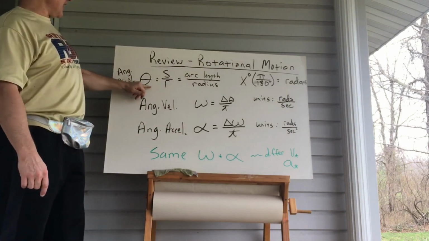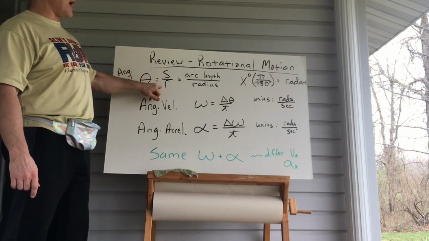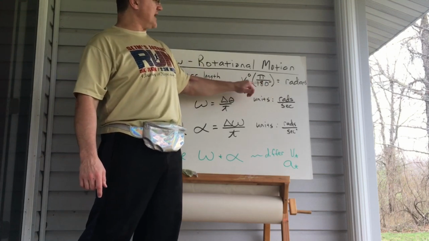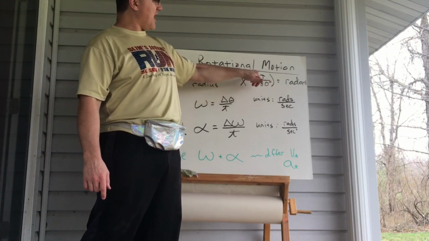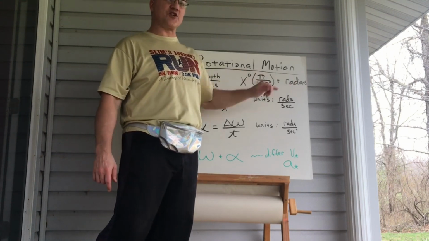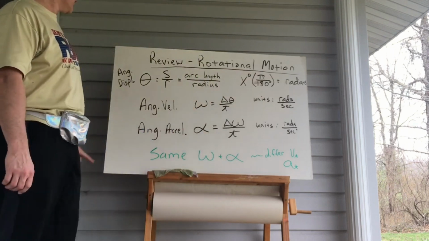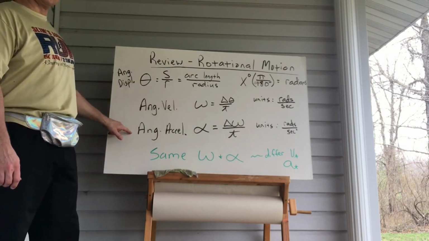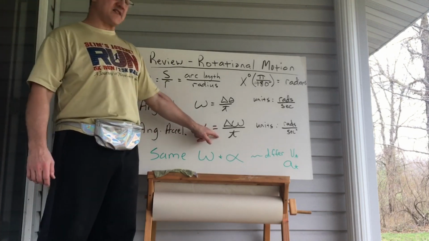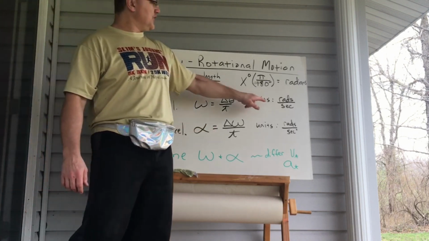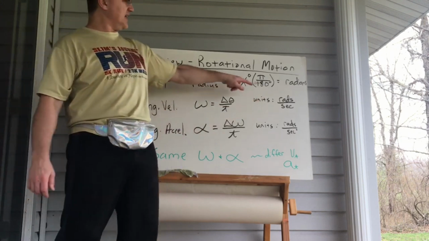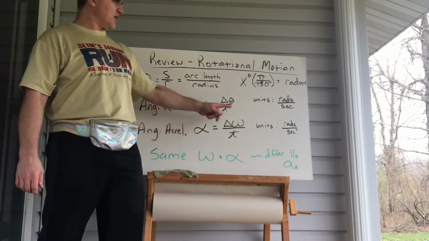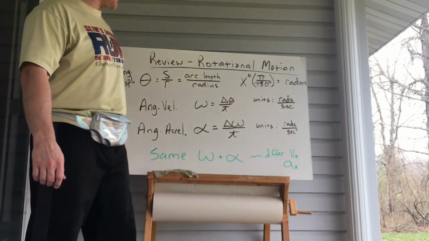Angular displacement is the arc length over the radius. To convert, you take your angular degrees and multiply by pi over 180. That's going to give you the amount of radians. Your angular velocity is given by this equation. Your angular acceleration is given by this equation. The units for angular velocity are radians per second, and for angular acceleration, radians per second squared.